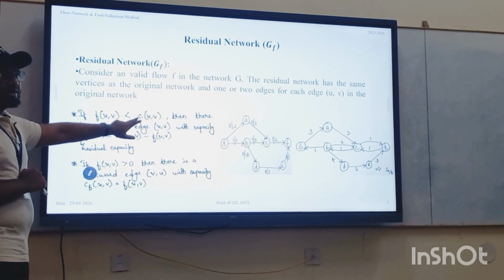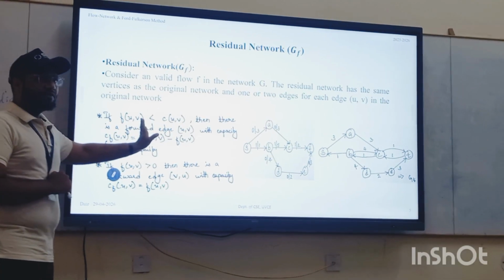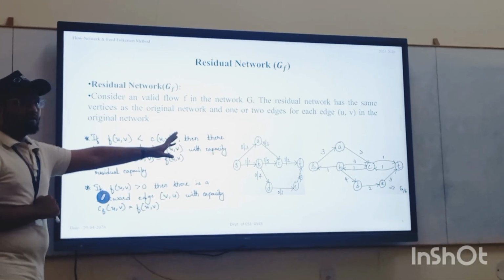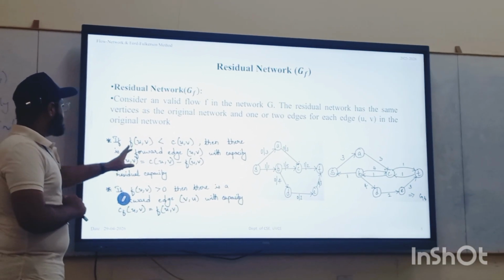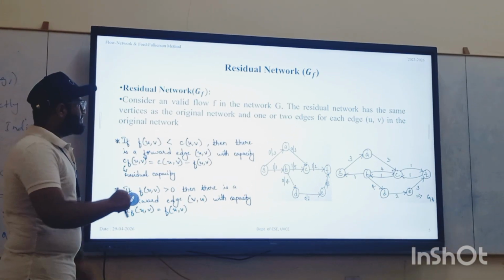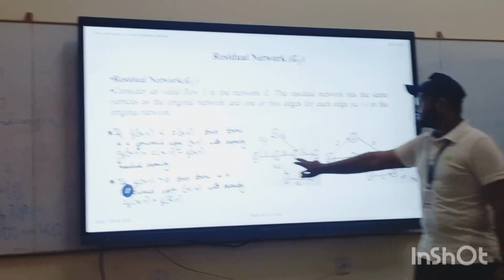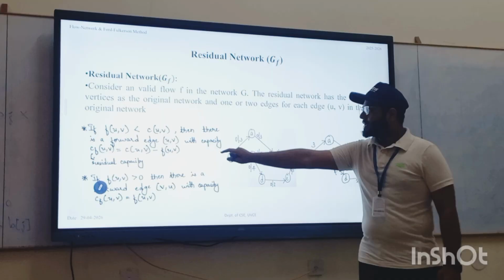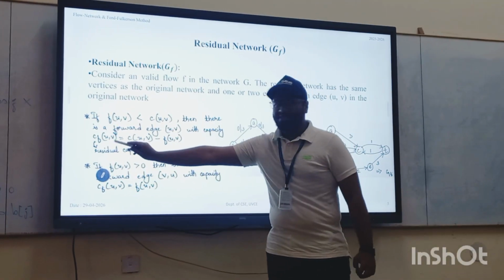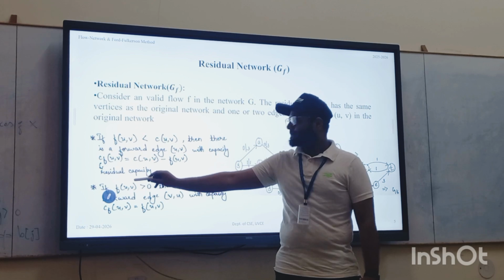C is the capacity, f is the flow. u comma v means from one vertex you are going to another vertex. So if this flow is less than the capacity, then you will form a forward edge. See, here you are forming a forward edge, such that c suffix f, that is the residual capacity.